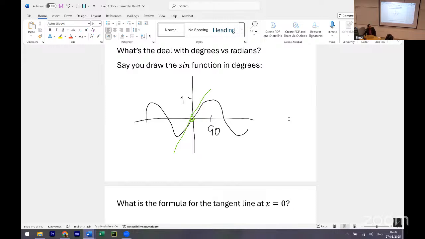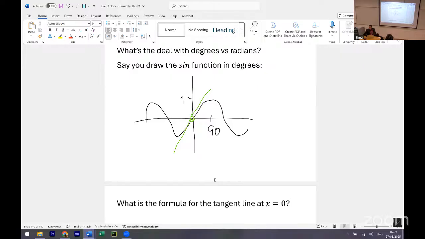I draw the sine function and I ask you what is the formula for the tangent line at x equals 0. Anyone have any idea or guess? Yeah. What is it? Do you care to share with the class, Sammy? Is it y equals x?